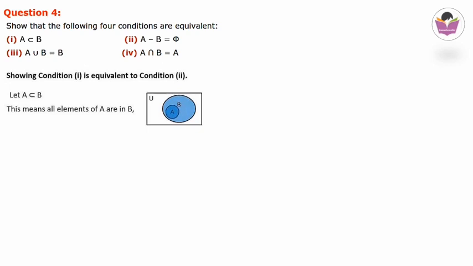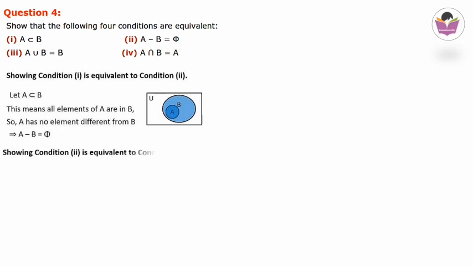And from this Venn diagram we can say that A has no element different from B. A is having no element which is different from B. B may have some elements which is different from A. That's why B is bigger. But A is having no element different from B. Means A minus B, A difference B, is a null set. So that is what our second condition. So the first condition and second condition are equivalent.